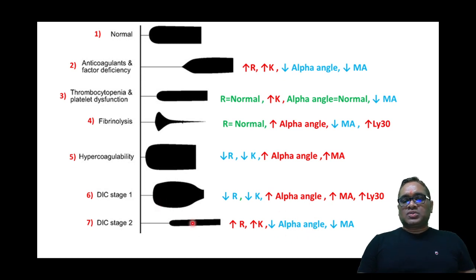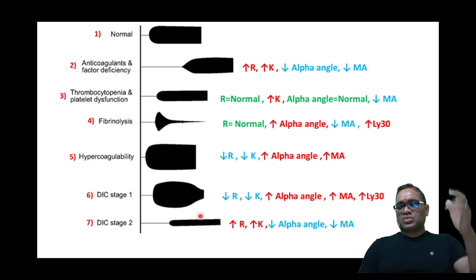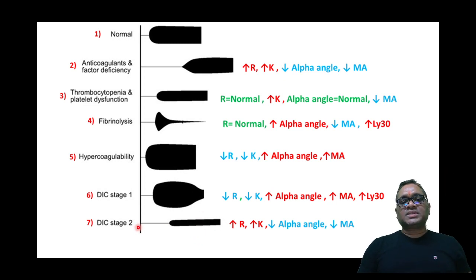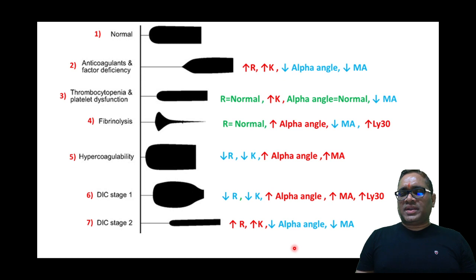So now you understand. You can see this very prominently here. All the platelets are consumed, so maximum amplitude has been decreased, right? All the clot factors have been consumed, so R time has been increased. So these two points will help you to understand that this is the DIC patient.